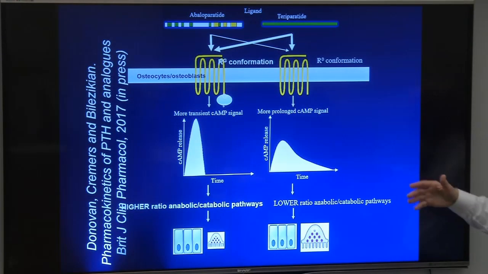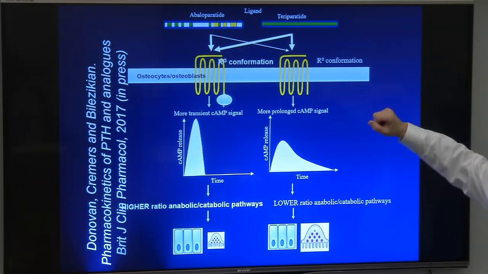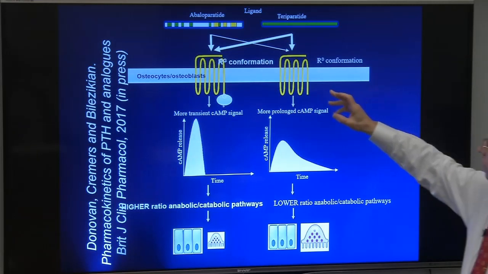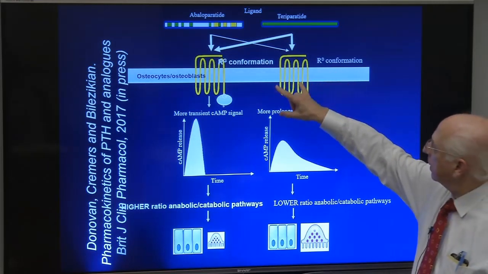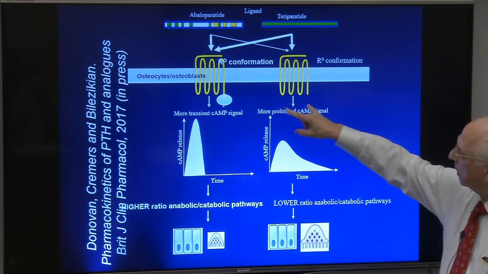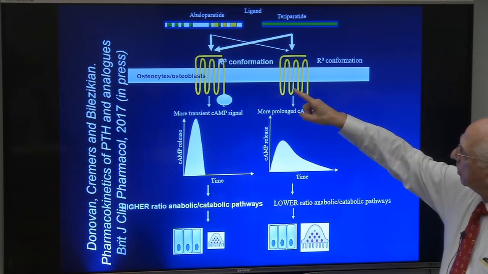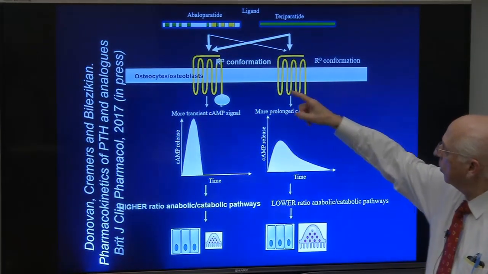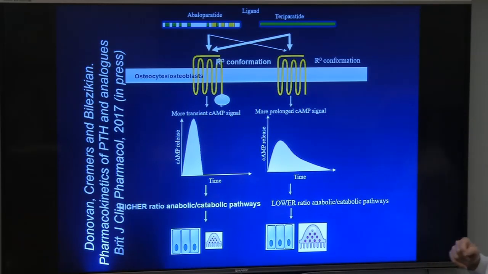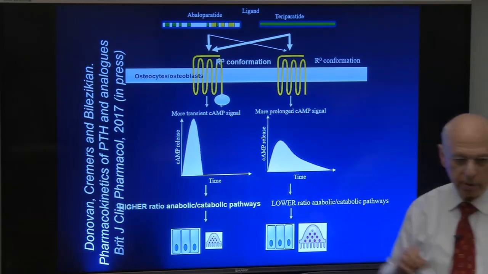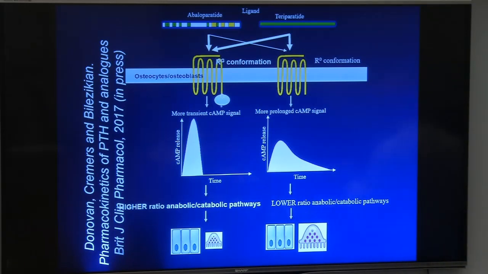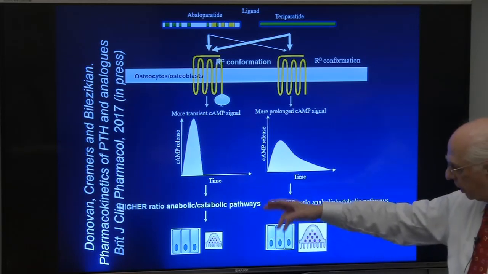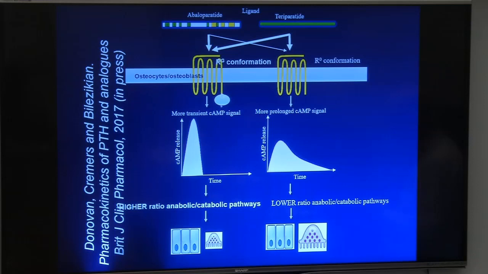And now translating this, we have abalo on the left, we have teriparatide on the right, and we have a more or less equivalent affinity of teriparatide for these two configurations. But for abalo, you can see there's just a little tiny line going to the R0, and most of it is going to interact with the RG. This is going to lead to a much steeper transient pulse of the signal, cyclic AMP, versus a longer-lived signal with the R0. And again, this will lead to a greater effect on osteoblasts with abalo as compared to teriparatide.